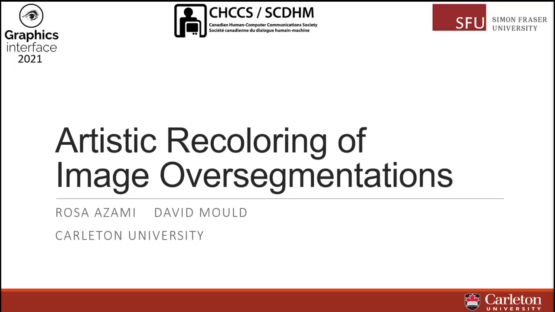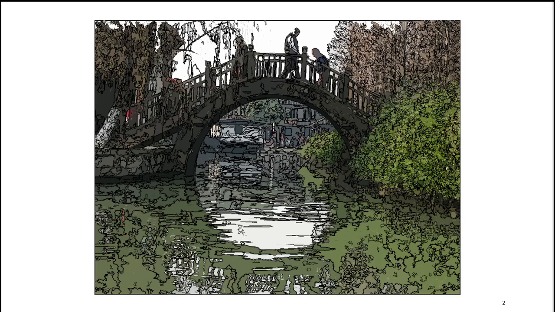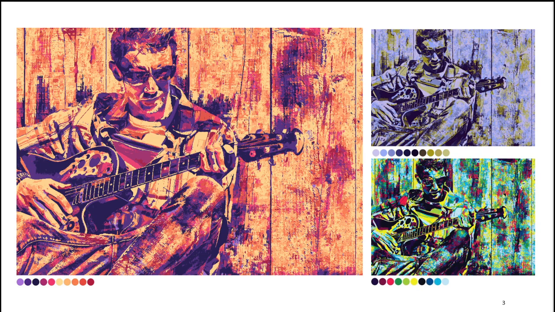Artistic recoloring of image oversegmentations. An oversegmentation can divide the image into many small regions. We provide an automatic recoloring algorithm that can generate colorful abstractions from an oversegmented image. Using a highly detailed oversegmentation, we can produce interesting results.